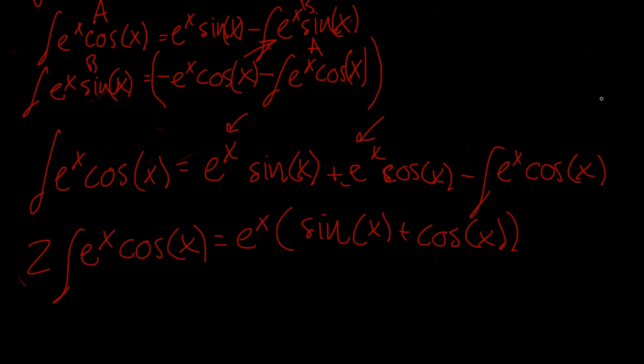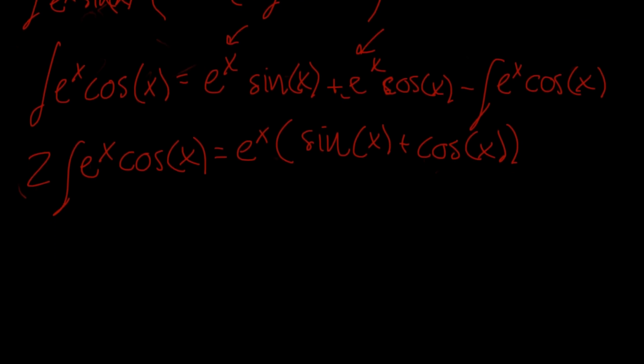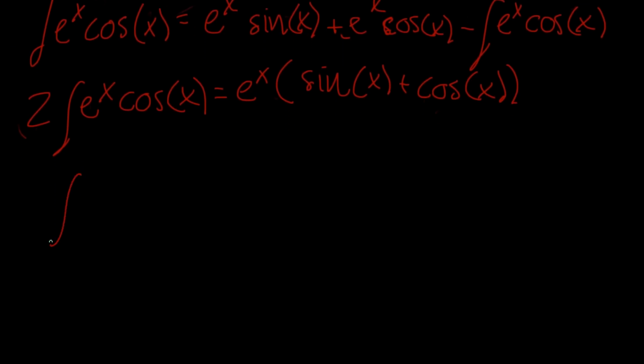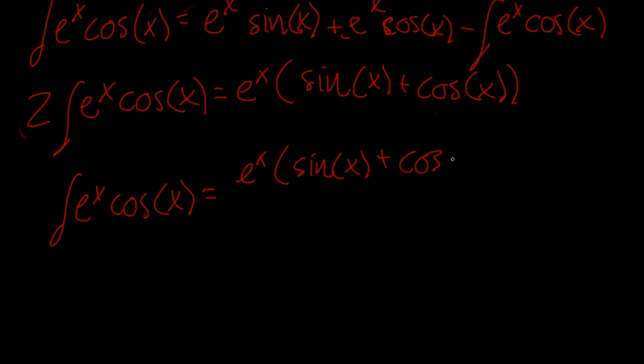So our final integral, right, because the original integral that we were trying to solve was, our final integral is just going to be equal to e to the x times sine of x plus cosine of x, right, all over 2.